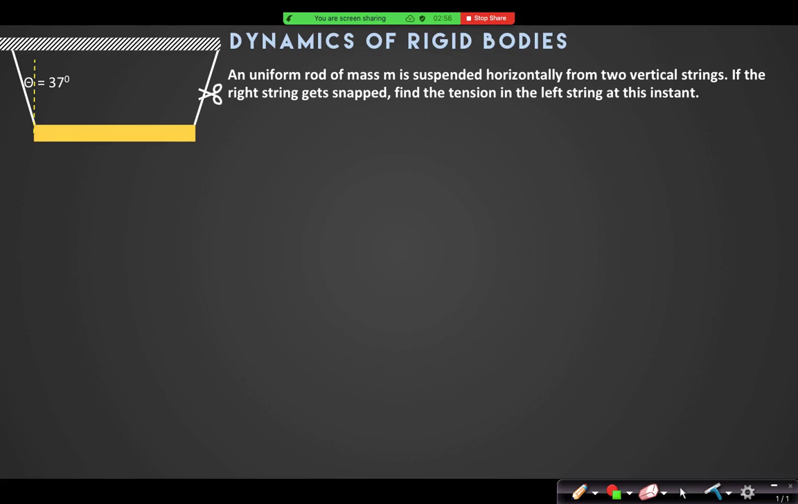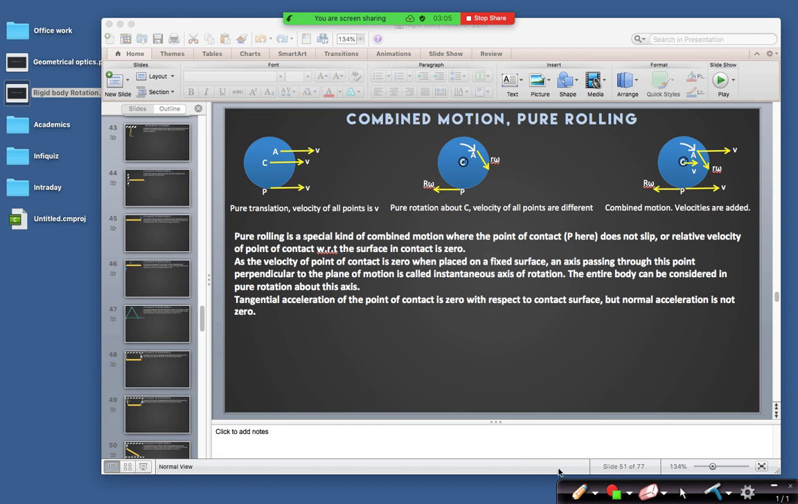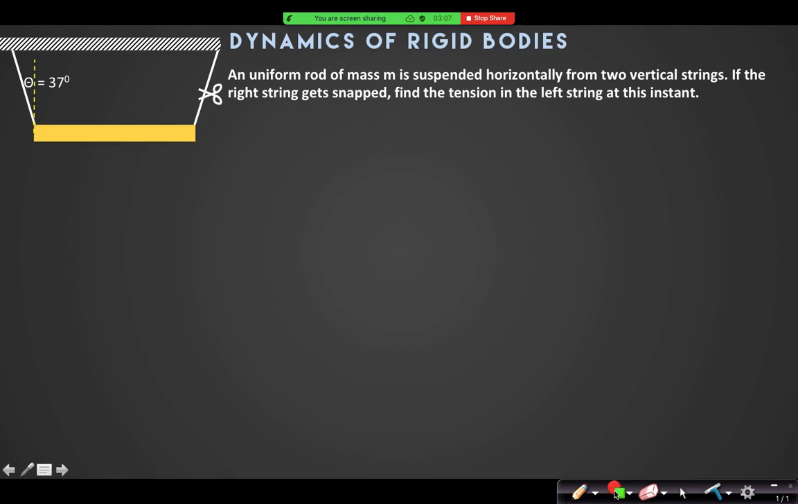So let us try to understand the question step by step. The question says that a uniform rod of mass m is suspended horizontally from two vertical strings, and if the right string gets snapped, find the tension in the left string at that instant. So as soon as I cut this right string, the situation will be something like this. This will be the rod and this will be the string, right?